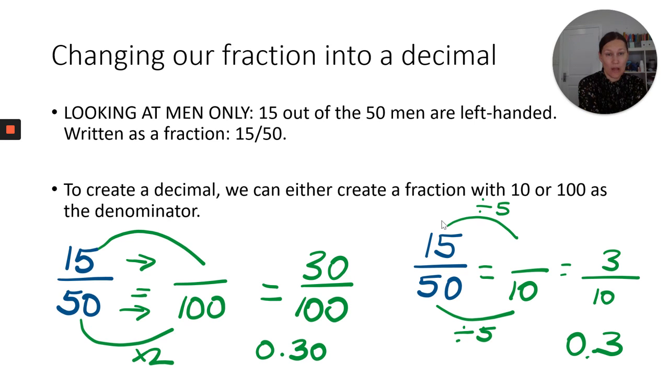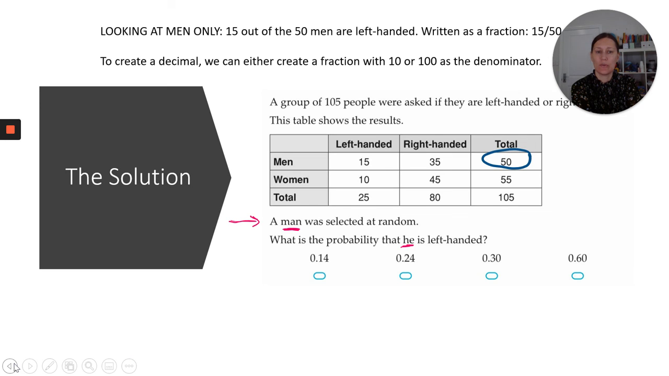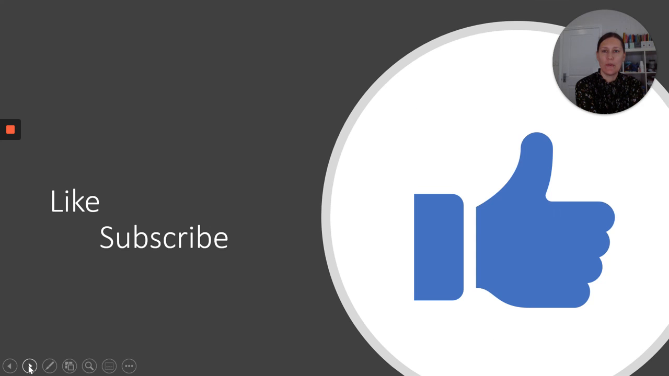Another way of converting that fraction to a decimal would be to divide, getting into tenths. 50 divided by 5 is 10. Whatever we do to the bottom, we have to do to the top. 15 divided by 5 is 3, which gives us 3/10. So 0.3 or 0.30. If we just pop back to the question for a minute, we can see that that is one of the options here. Okay, that's how we'd solve that one.